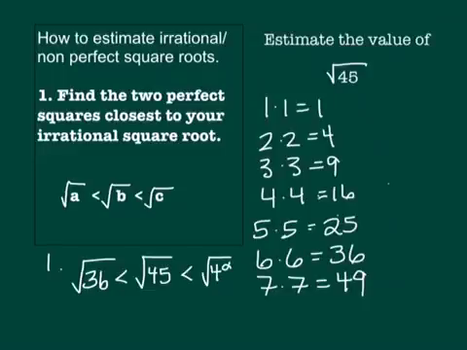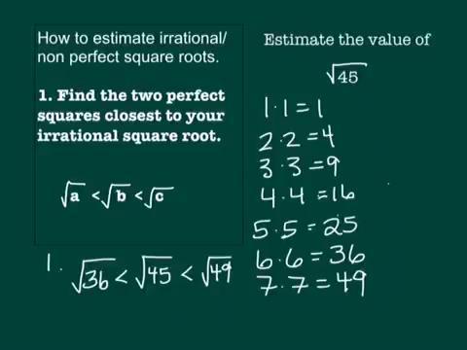49. So for the first step, all you need to do is find the two perfect squares that are closest to your irrational square root. And a perfect square is the result of multiplying an integer by itself. So 36 is the closest one below it, and 49 is the closest one above it.